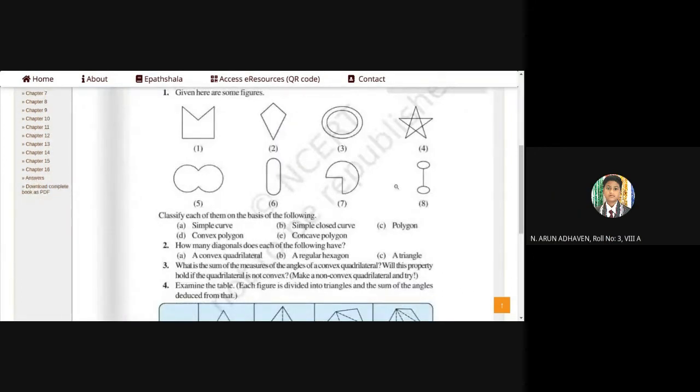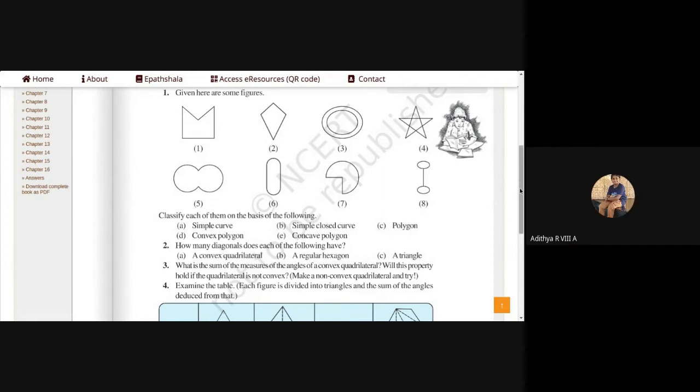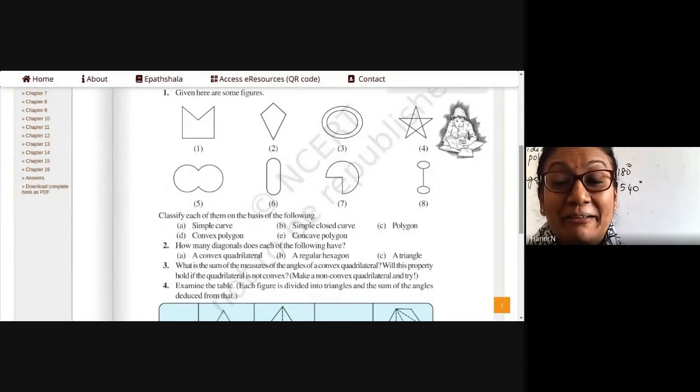Ma'am, it is a polygon, but the lines are overlapping. In a polygon, it will be like a square, like a quadrilateral, meaning no lines will overlap. Here, it is overlapping. So, ma'am, I think it's a simple closed curve. Broadly, we can classify it as a polygon. Okay, with more justifications, we'll get back tomorrow.